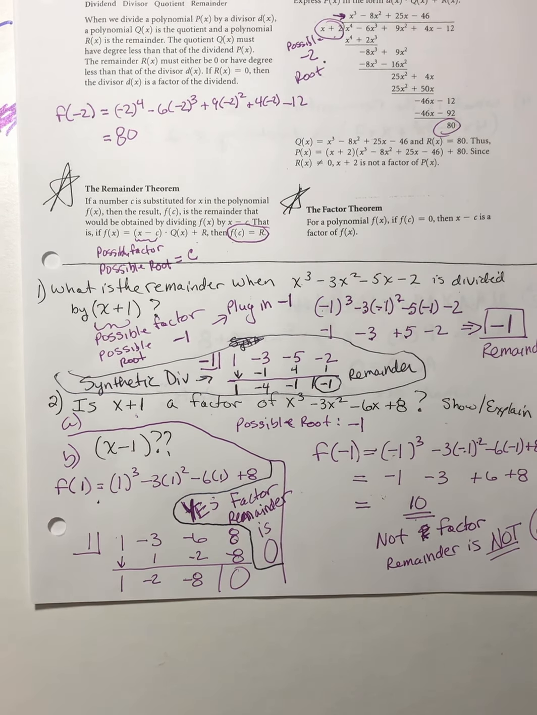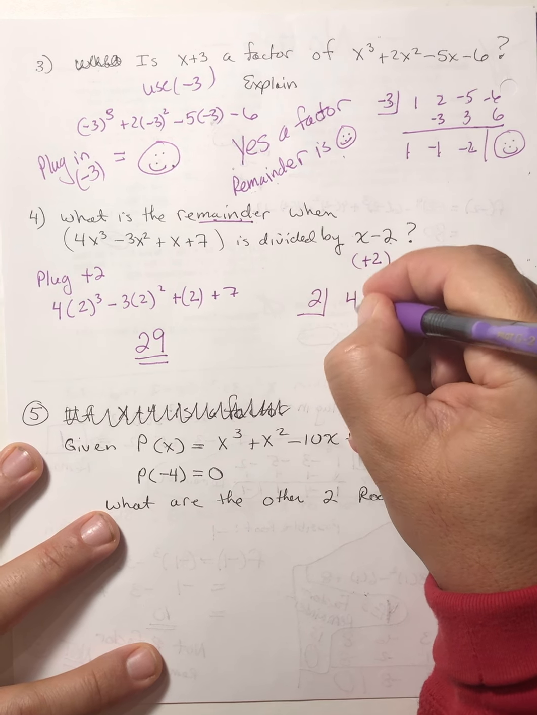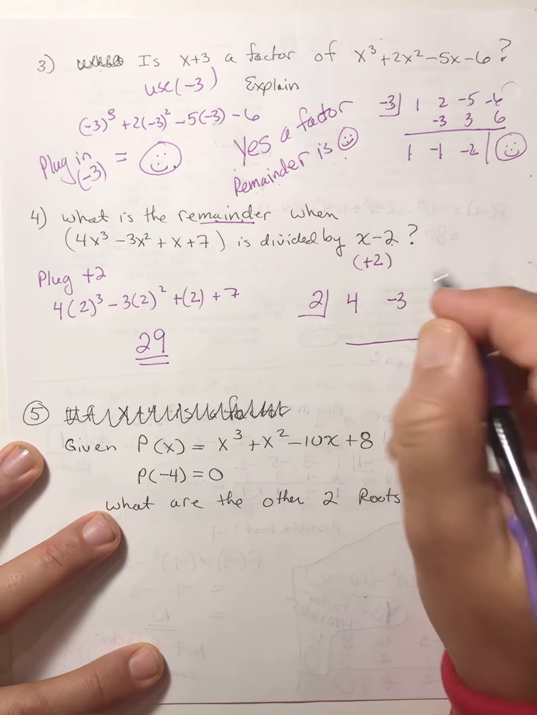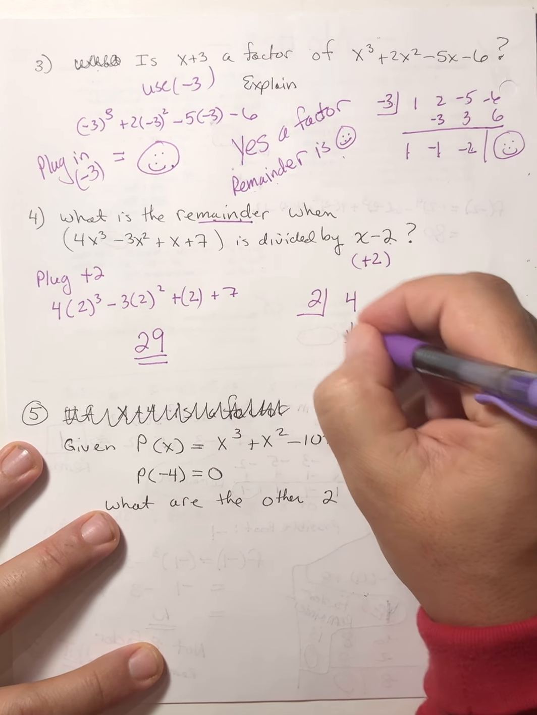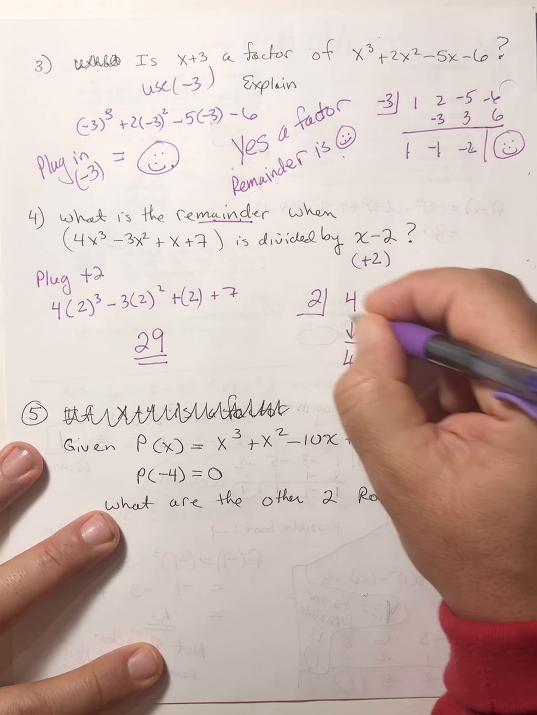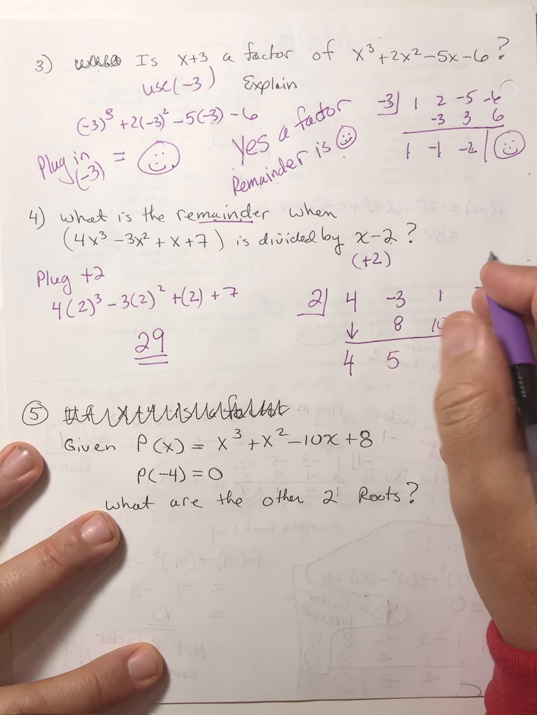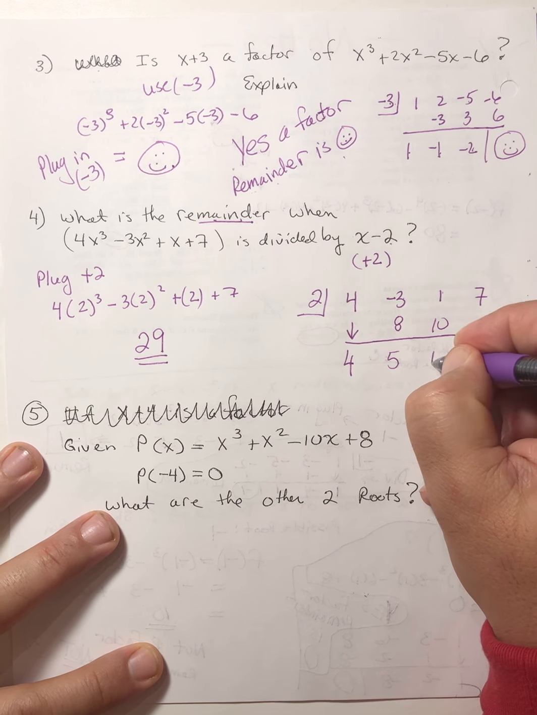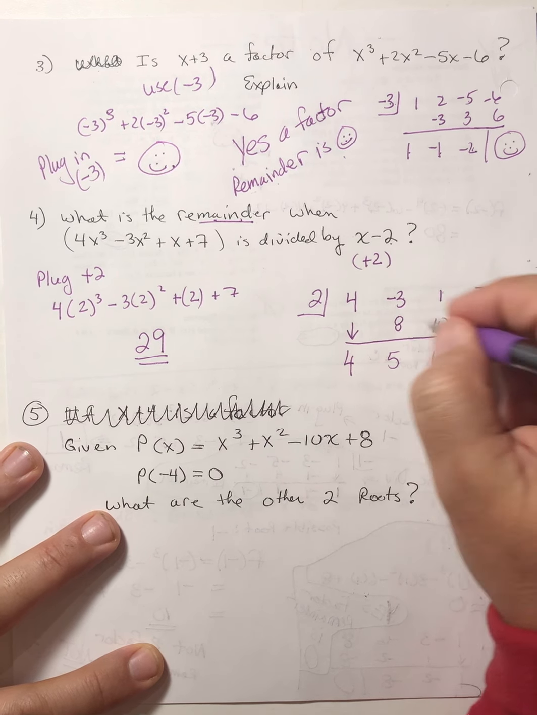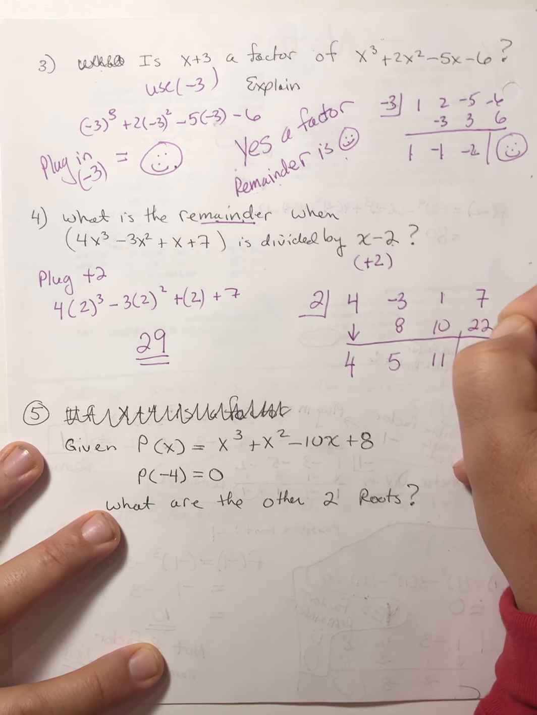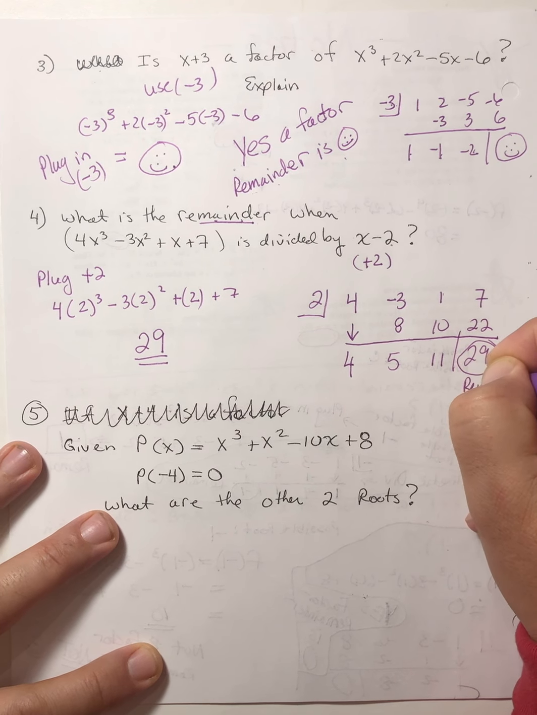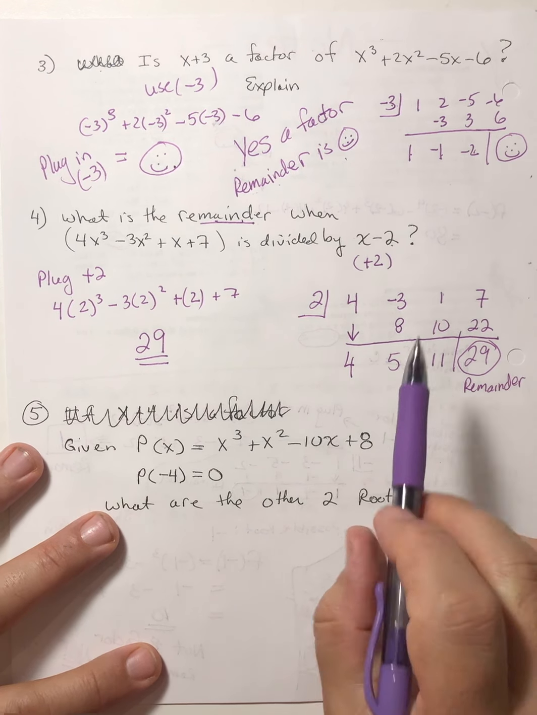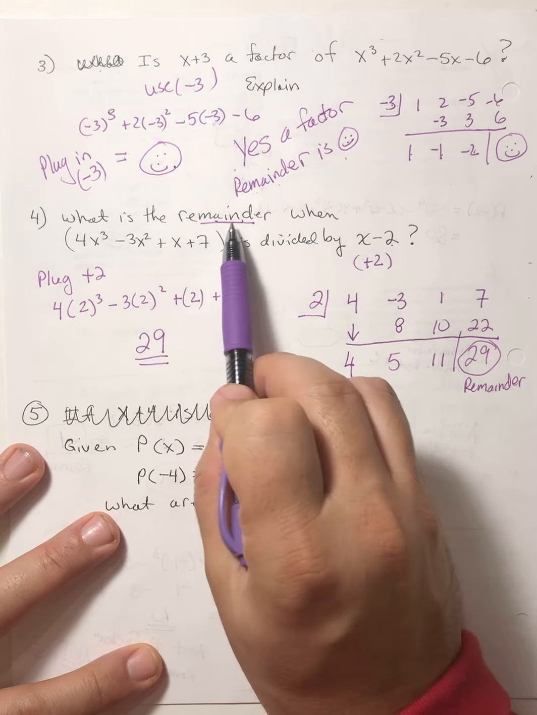Now I'm going to do it with synthetic division. 4, negative 3, 1, 7. Drop the 4. 2 times 4 is 8. We add. 2 times 5 is 10. We add. And 2 times 11 is 22. There's your remainder. Nor did I do long division on this. I used synthetic, or I did my plugging in to figure out what the remainder is.